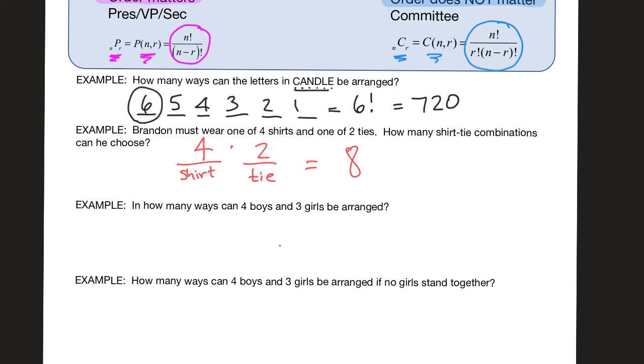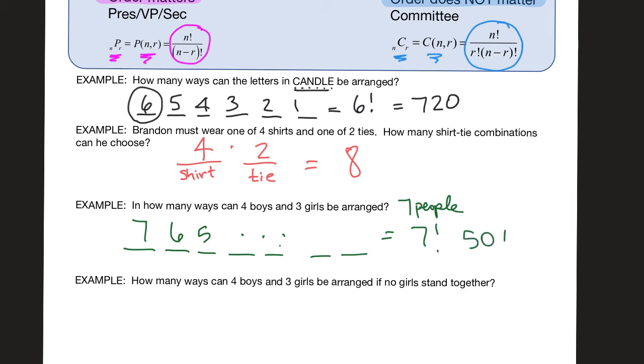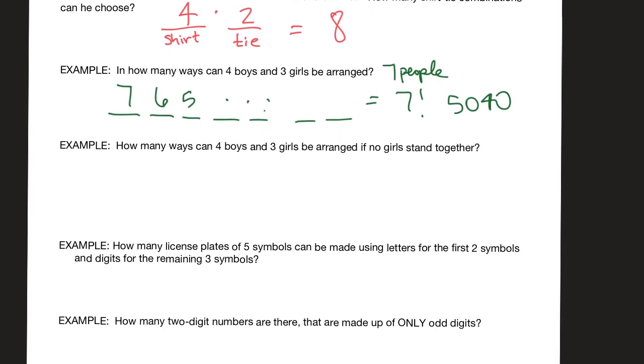Okay, so we've got 4 boys and 3 girls. So in other words, we have 7 people. Regardless of gender, there are 7 people. We can arrange them in 1, 2, 3, 4, 5, 6, 7. We can pick any of them to go first, and then second, and then third, and that goes all the way down. It ends up being 7 factorial, or 5,040.